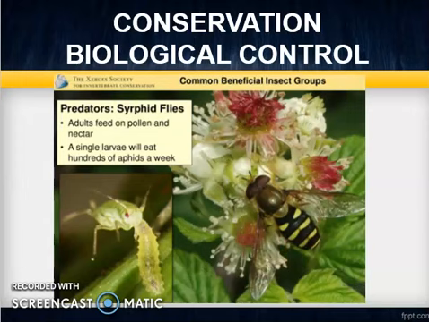Now let's continue our discussion. This slide shows an example of a predator, a beneficial insect that we call syrphid fly. The characteristic of this insect: adults feed on pollen and nectar. A single larva will eat hundreds of aphids in a week. So aphid is the pest on the crop. This syrphid fly will attack this pest that we call aphid, therefore we can control the damage on our crop caused by the attack of aphids.